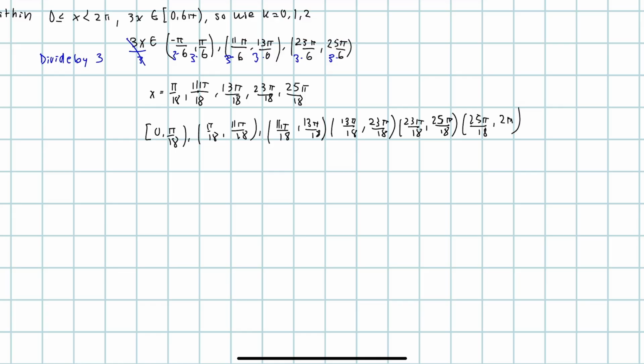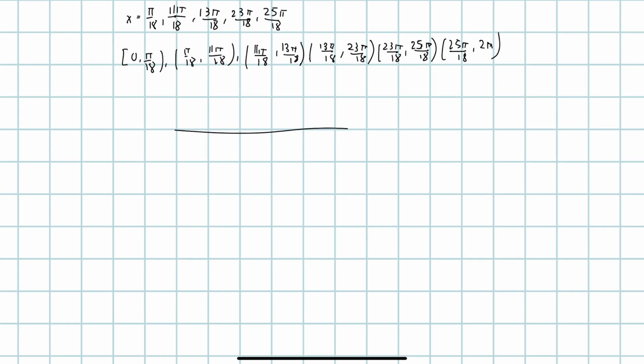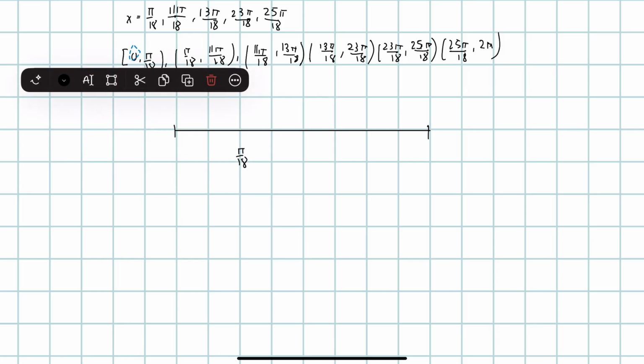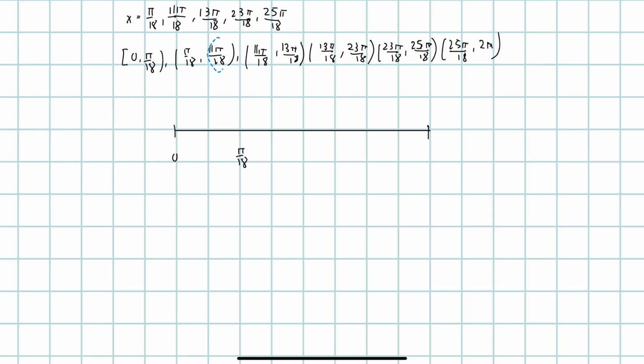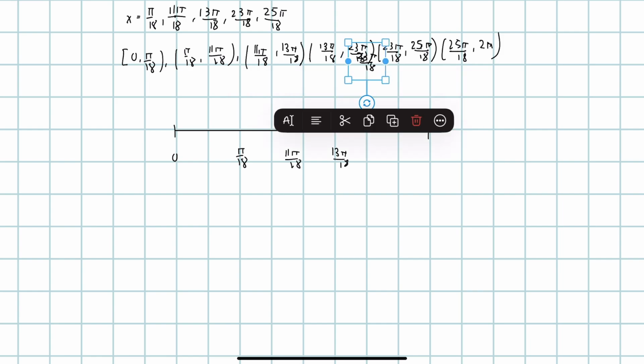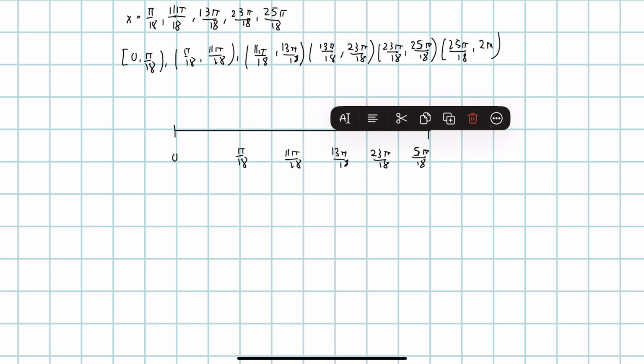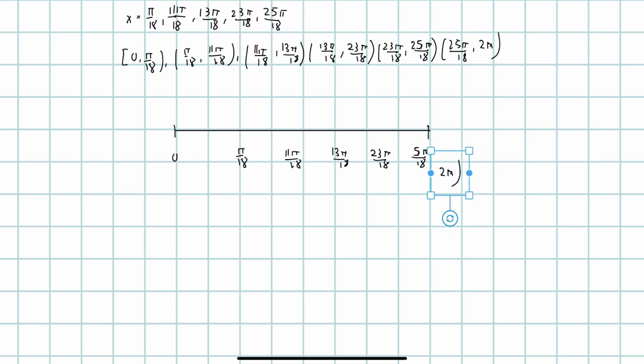Okay, and now we can draw our number line. Make it a little big so that you can see all these values. 0, 11 pi over 18, 13 pi over 18, 23 pi over 18, 25 pi over 18, and then 2 pi.